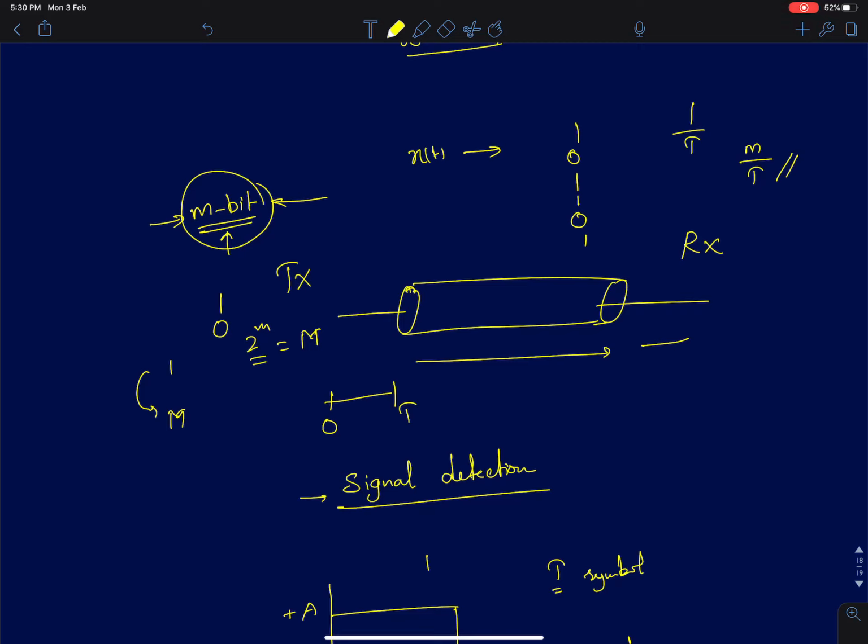Now at the receiver, you are going to receive an analog waveform. So you have transmitted an analog waveform within the duration 0 to T. In the receiver, you are going to receive the waveform 0 to T. So how does the receiver know that you have transmitted this waveform? So that's the next question.